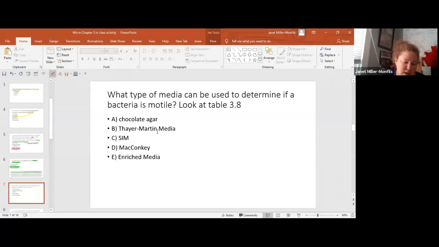Like I said, there's a nice table, and I even put it in here as table 3.8. So open up your book and look at 3.8.